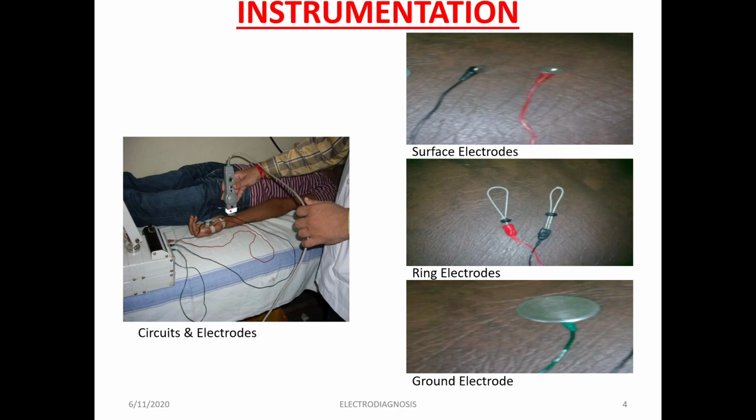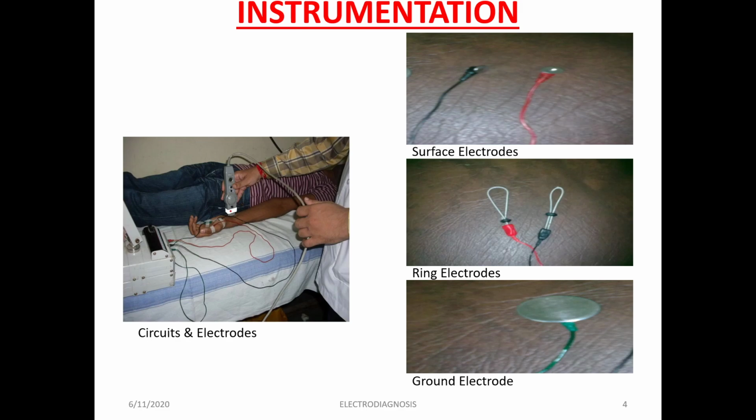Now, the surface electrodes are used for EMG also, and for motor as well as sensory nerve conduction study. For both purposes, these surface electrodes will be useful. Now these are ring electrodes. If you don't want to use surface electrodes, you can use ring electrodes, but ring electrodes will be useful only for sensory nerve conduction velocity. The surface electrodes will be used for motor nerve conduction velocity, sensory nerve conduction velocity, as well as surface EMG. Here you can see the ground electrode, which will absorb all surrounding waves except biological waves. Here you can see the green color wire. That is the ground electrode.